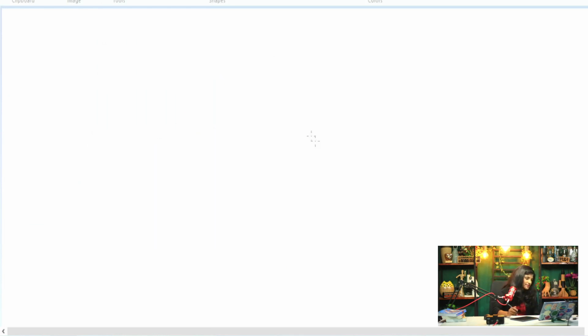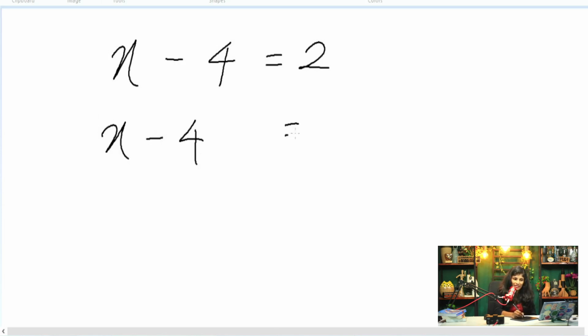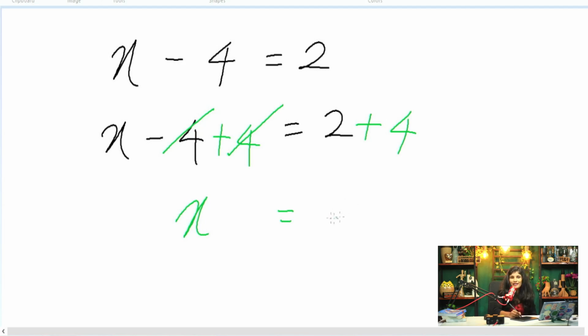We will move to our next question. X minus 4 equal 2. Okay, now x and 4 has been subtracted, right? So, the opposite thing is addition. Okay, so x minus 4 equal to 2, the same question here. And I will add 4 to both sides. And negative 4 and positive 4 are cancelling out. Only x is remaining. 2 plus 4 means 6. So, this is the answer. Done.